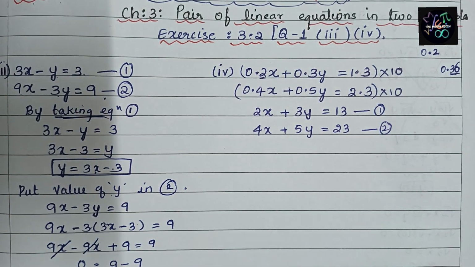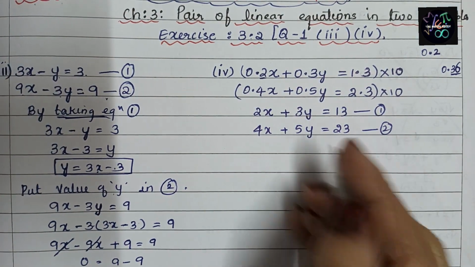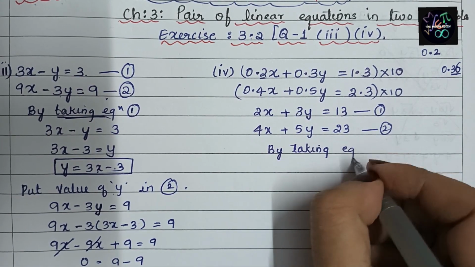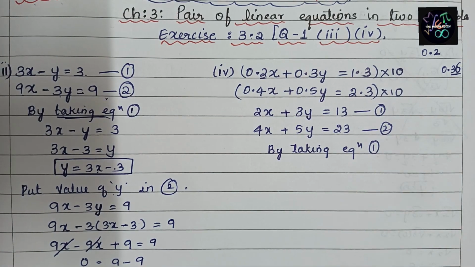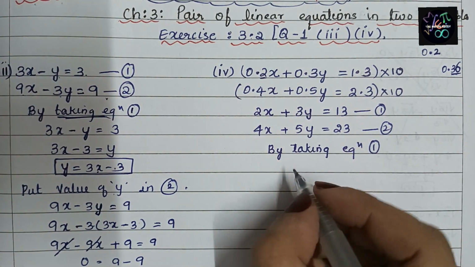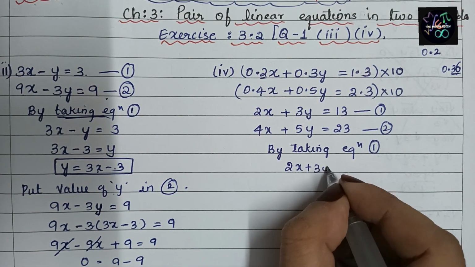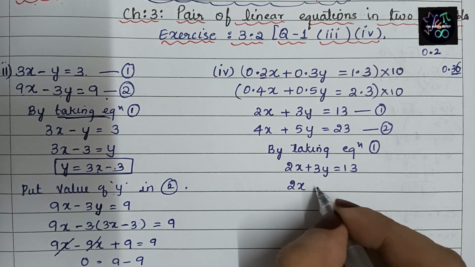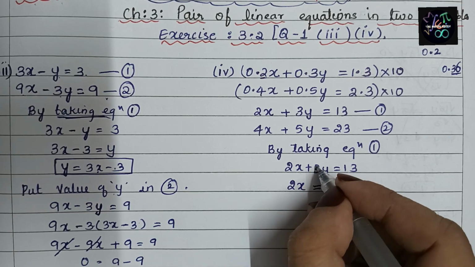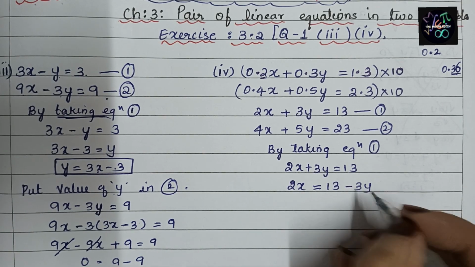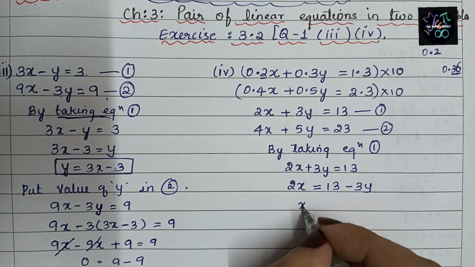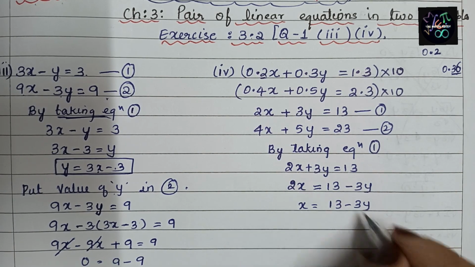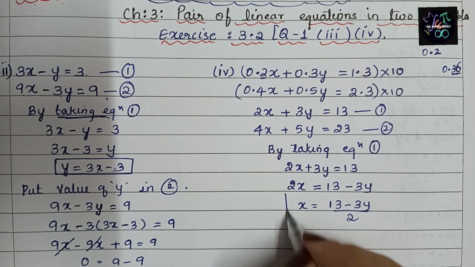Now the same step we have to do. What? Substitution method. By taking equation 1, we can take equation 2 also. Here I am taking equation 1, 2x plus 3y is equal to 13. Okay, I'll find the x value. 2x as it is I'll keep, is equal to 13, and this 3y I am taking to this side, minus 3y. Now we want the x value, right? x is equal to 13 minus 3y, and this 2, which multiplies there, comes and divides. So we got the x value.